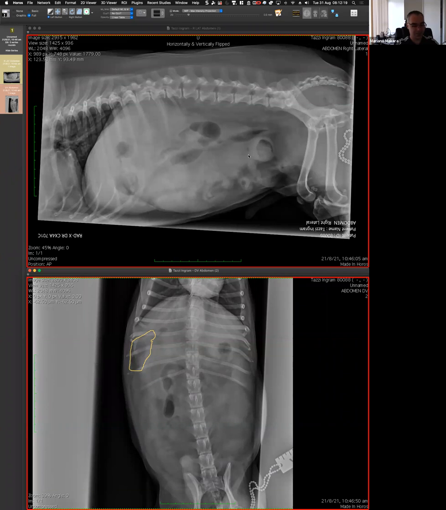Yeah. Okay, that was me who drew it. You've got a gas opacity, and it's more than just a gas. It's like a stipple gas opacity in the right cranial abdomen. And yes, I'm worried that we've got ground glass appearance. I'm worried we've got peritonitis, and I think we've got gas in that area there. That's what I was going to say.